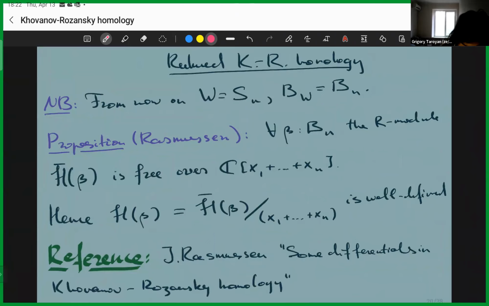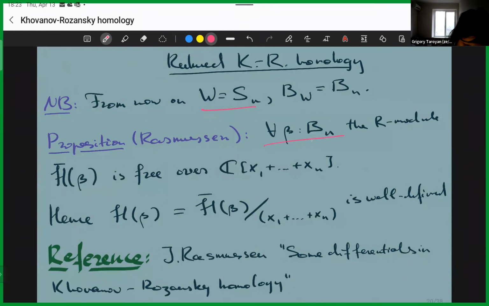Let me just briefly state another construction, and then we'll go to invariants with respect to Markov moves, which shows that it's indeed a sort of an invariant of a link. From now on, we will restrict ourselves to the case where the Coxeter group is S_N.